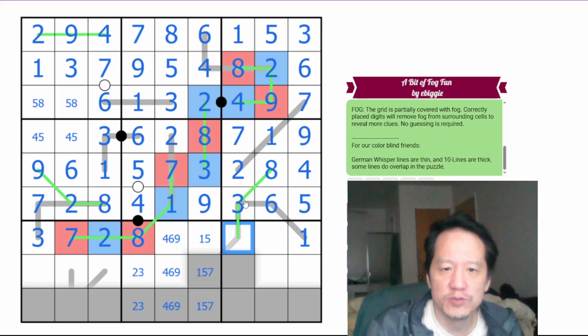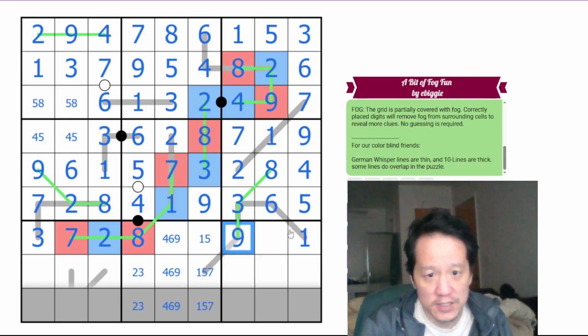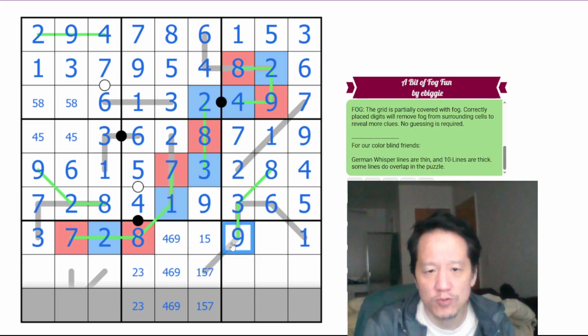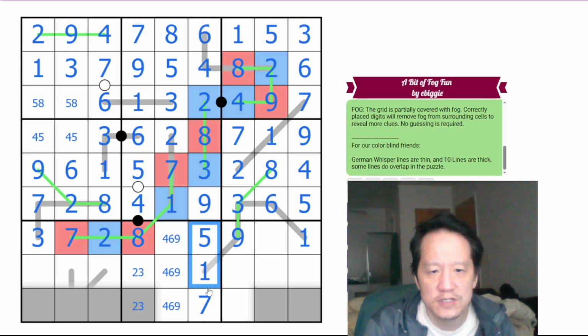This must be next to a 3. It can't be 8. On a German whisper line, so this is a 9, which makes this a 1 to add up to 10. Because again, every digit on a 10 line must be part of a set that adds up to 10. So this is 1, this is 5. This has to be 7 then because of the digits.